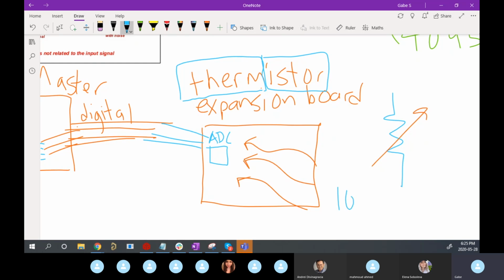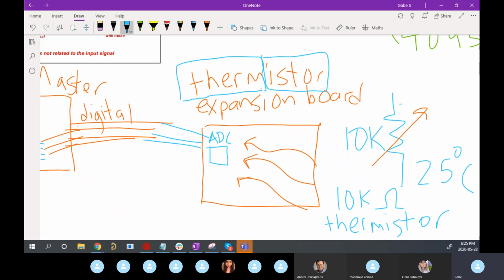And so, for example, ones we usually like to use are 10 kilo ohm thermistors. And what that means is that at 25 degrees Celsius, the resistance of this thermal resistor is 10K. And as the temperature increases, the resistance will decrease, and as the temperature decreases, the resistance increases, right? And so that's a super useful way to measure temperature, and it's actually really cheap as well. And so we have a bunch of these in the car to measure the temperature of our battery pack, which is really useful.